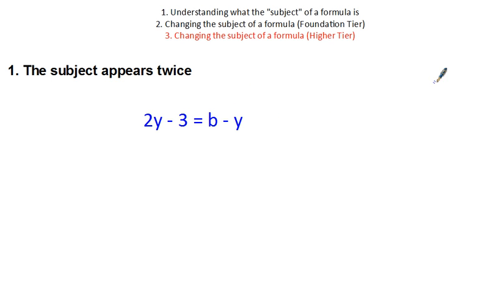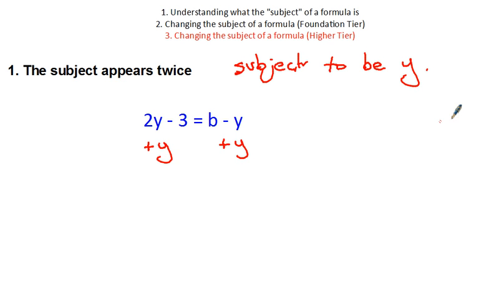Well, it's exactly the same method as before. The only difference is that we need to get all of the y's together first. So we like the variables to be on the left hand side, so let's write down here that we want the subject to be y. Okay, so I'm going to add y to the right hand side and add y to the left hand side. By doing that, these will cancel and I'll be left with 2y plus 1y, so that's 3y, take away 3 is equal to b.